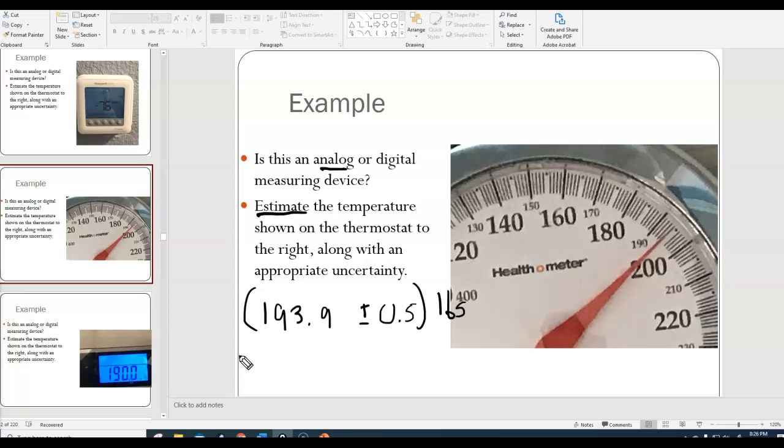That means I'm guaranteeing that it's somewhere between 193.4 and 194.4 pounds. Now, could I do better than that? Probably a little bit. I might be able to go down to 0.4, possibly 0.3, but again, with an analog measuring device, a safe place to start is always half of the smallest tick mark.